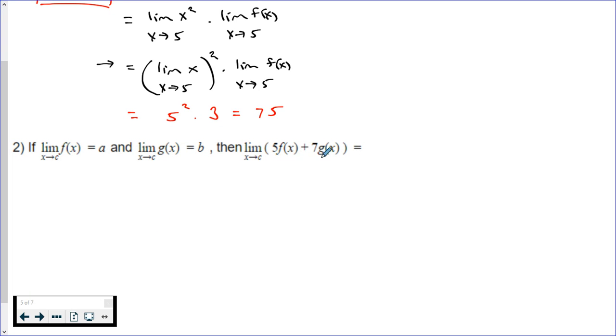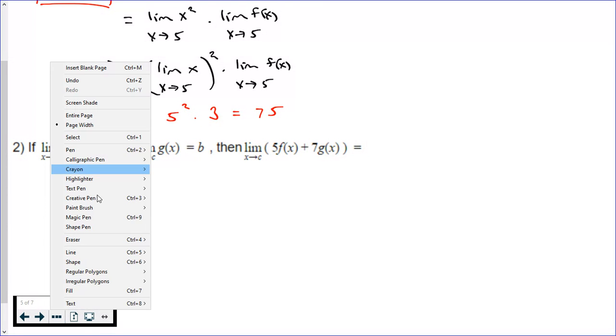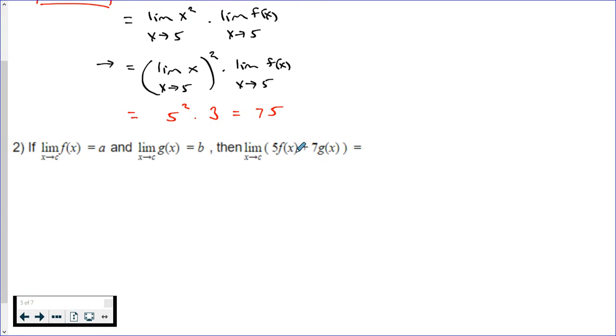So how do I view that? Well, I first have to view this as a sum, obviously, or hopefully it's obvious because there's a plus sign there. So what do I know about the limit of a sum? It's, you guessed it, the sum of the limits. So I can write this as the limit of 5f of x, that's the first part of the sum, as x goes to c, plus the limit of 7g of x as x goes to c. That's the limit of the sum is the sum of the limits.